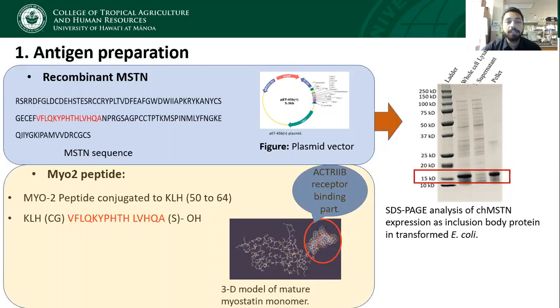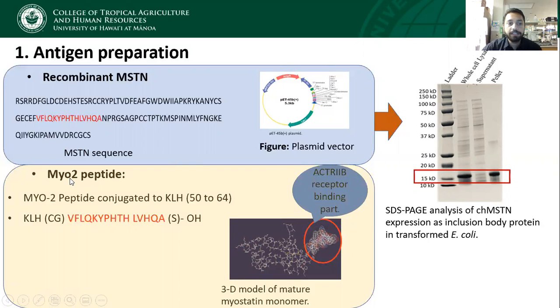For recombinant myostatin, chicken myostatin cDNA was introduced into PET45 plasmid, and this plasmid was inserted into E. coli. SDS-PAGE analysis shows that when the transformed E. coli was induced using IPTG, it produces the recombinant myostatin as an inclusion body protein. And the inclusion body protein was further processed to produce recombinant myostatin, and the soluble fragment of recombinant myostatin was used as coating antigen for ELISA.